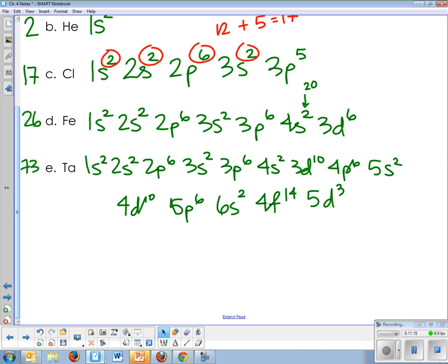If you add up all of those superscripts, all of these numbers, you should get 73. The learning check, well, this one will be done in class because you couldn't type this very easily into Moodle.